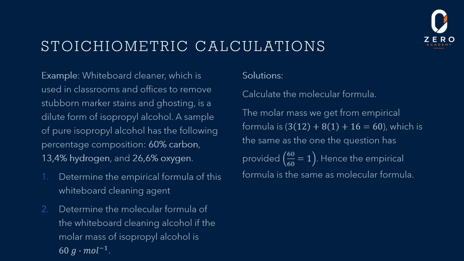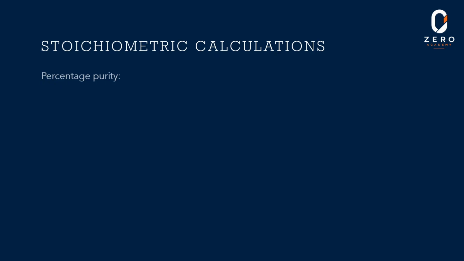And hence this means that the ratio of the molar mass of the empirical formula and the molar mass provided by the question, or the actual one, is 60 divided by 60, which is 1. And hence the empirical formula and the molecular formula will be the same, and hence the molecular formula will be C3H8O still.